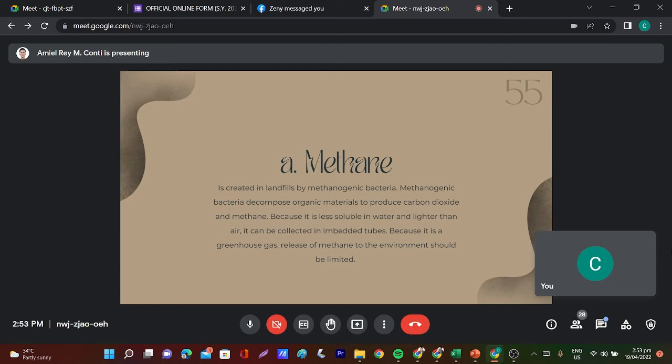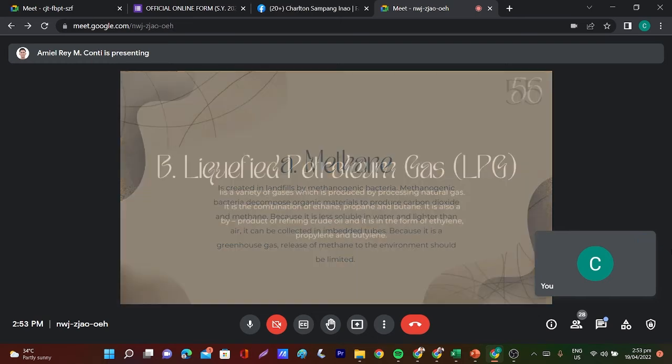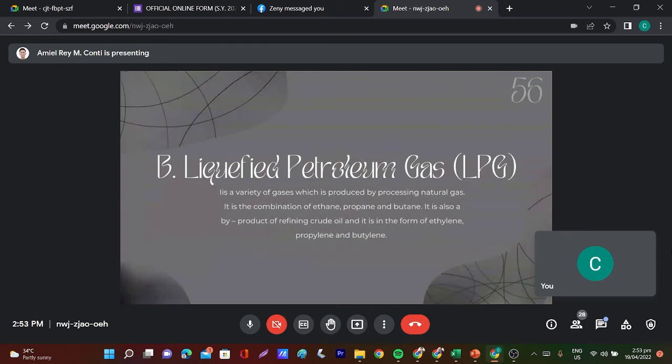Dahil sa greenhouse gases, yung methane, example siya niyan, for environmental purposes, dapat na nililimitahan yung paggamit ng gaseous fuel na to. Next is liquefied petroleum gas.